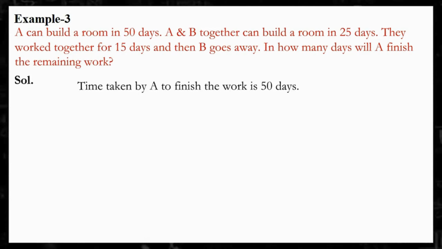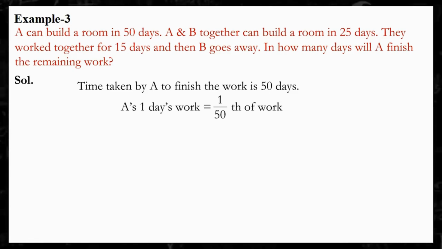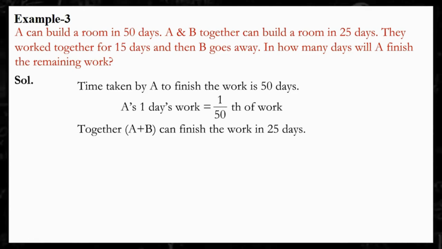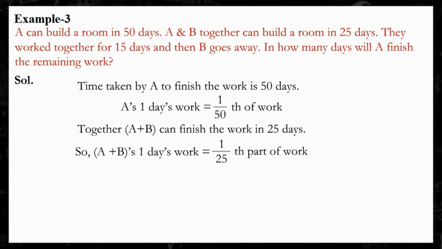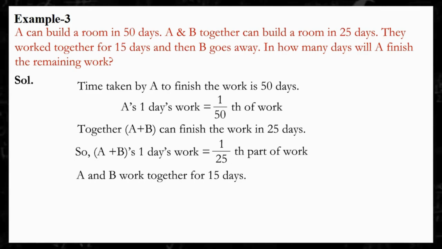Solution. Time taken by A to finish the work is 50 days. A's 1 day's work is equal to 1/50th of the work. Together, A plus B can finish the work in 25 days. So, A plus B's 1 day's work is equal to 1/25th part of the work. A and B work together for 15 days.